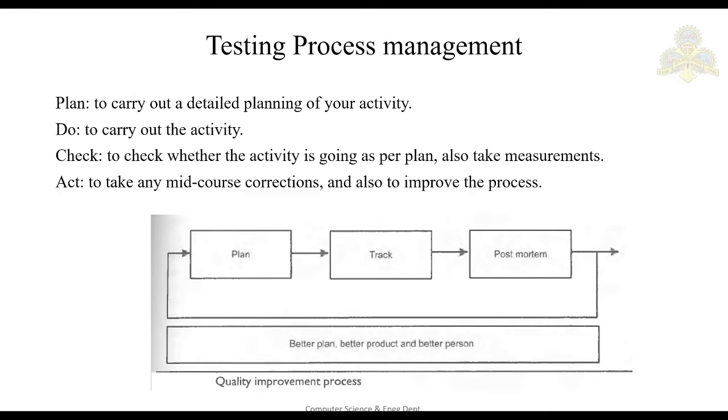First you have to plan your activity, then you have to track it, that means checking the progress of your activity. Once you have completed the activity, you have to do an analysis of it. So this is about testing process management, or basically the quality improvement process. Fine. So in this diagram, the first thing is planning.